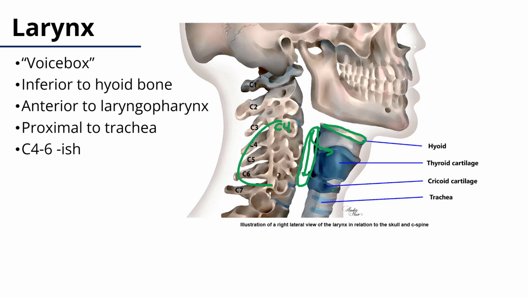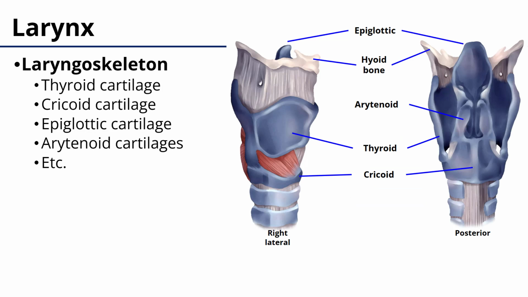The larynx is sitting atop, or proximal to, the trachea. The trachea is the pathway that is between the larynx and the primary bronchi of the conductive portion of the airway. The larynx has its major structural support components of the laryngoskeleton. The laryngoskeleton are several hyaline cartilage elements that come together to give structure to the larynx.